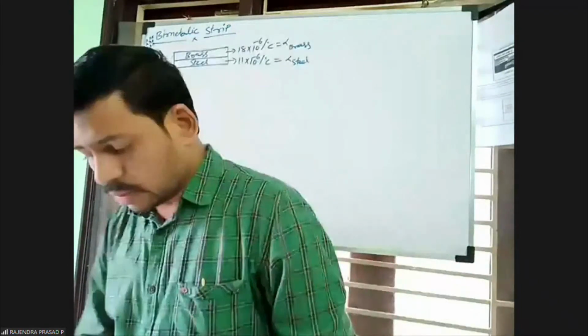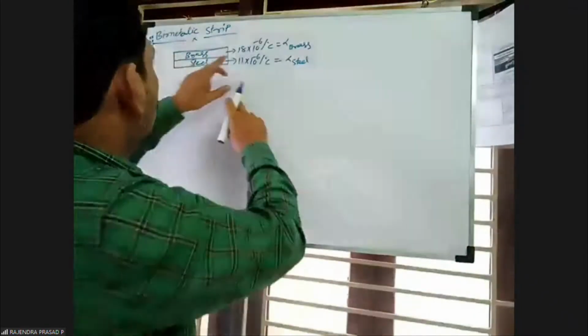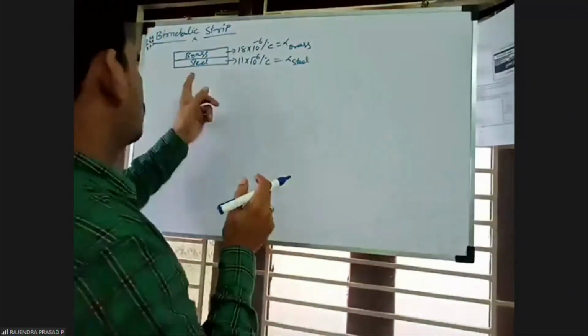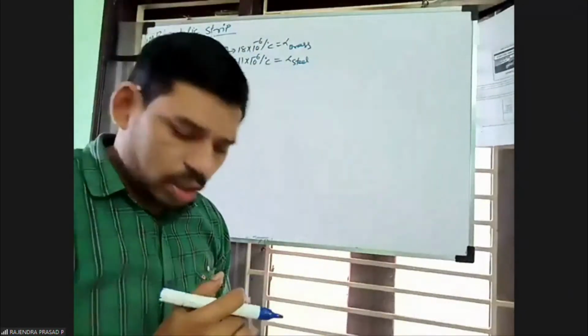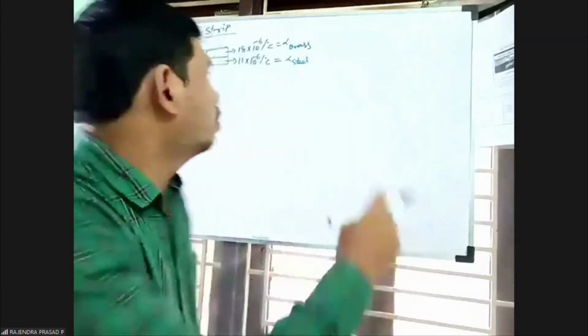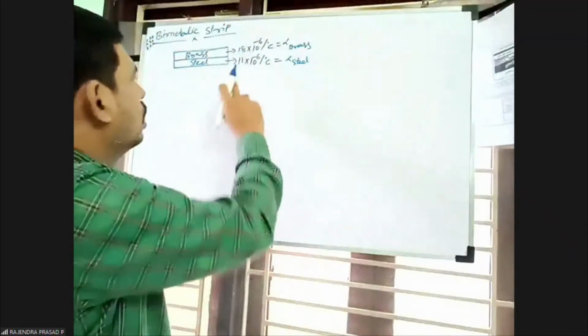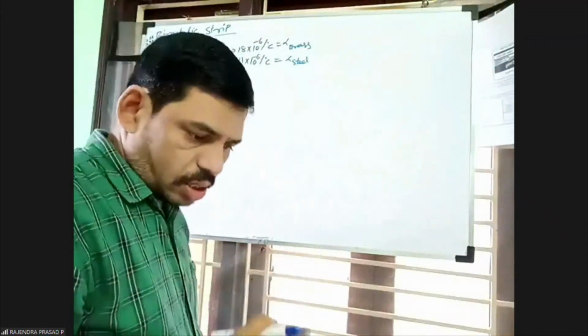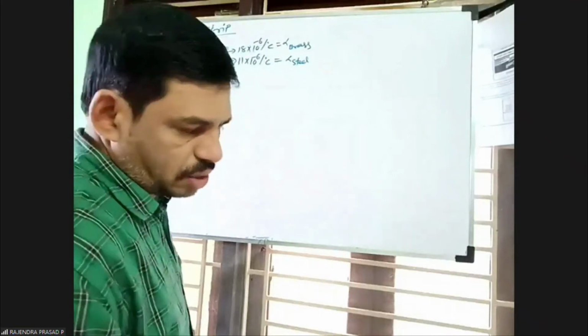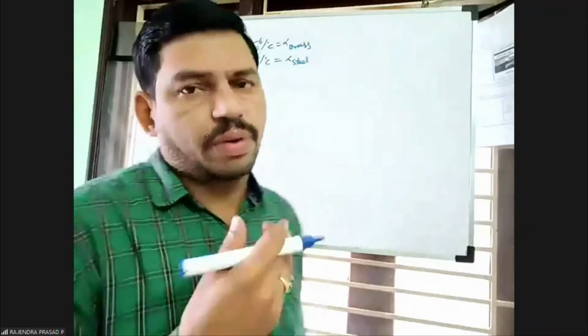Brass has a higher coefficient of linear expansion. Steel has a lower coefficient of linear expansion. Brass has 18 into 10 power minus 6 and steel has a low coefficient of linear expansion when compared to brass. So different materials have different linear expansions.